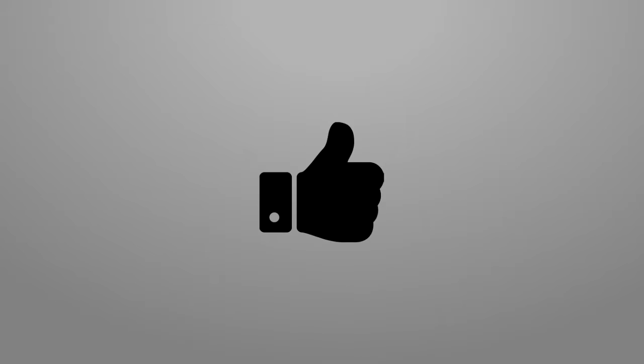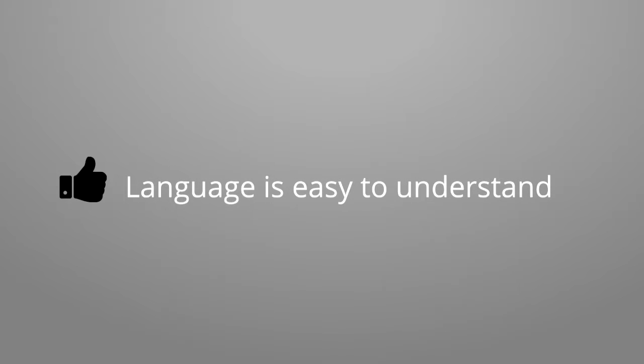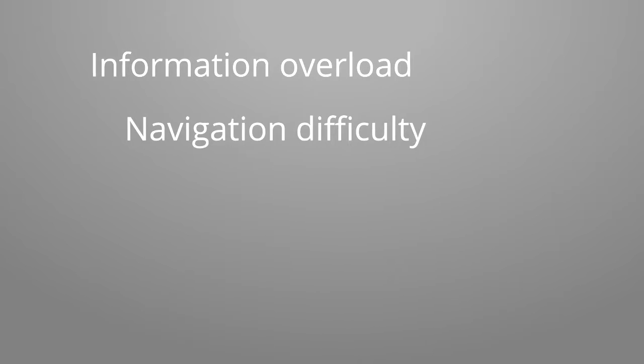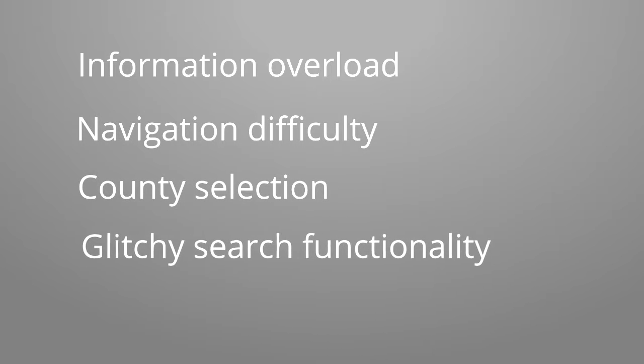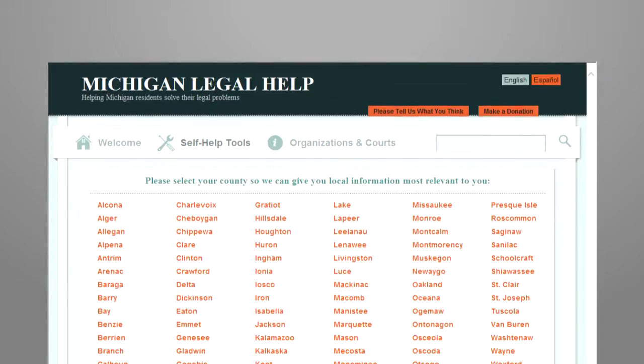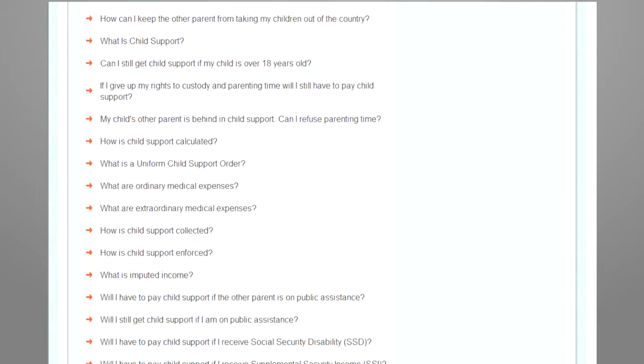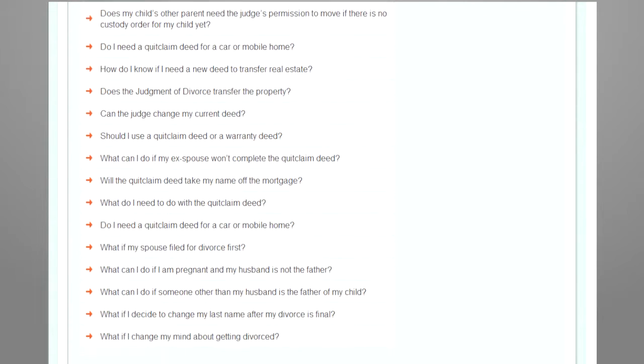From our study, we found that many users found MLH extremely useful. The language is easy to understand, and there is a broad range of resources to address many legal needs. However, because of how much information MLH provides, we encountered 4 primary issues: information overload, navigation difficulty, county selection, and glitchy search functionality. The textual information presented on the website is overwhelming, forcing users to read through a great amount of script in order to find an answer.